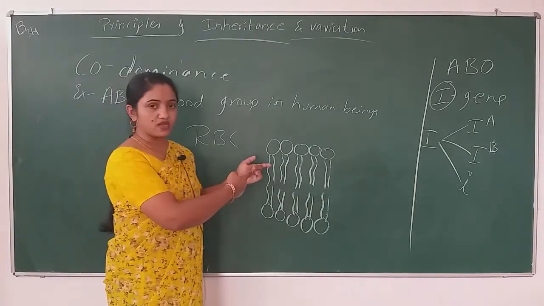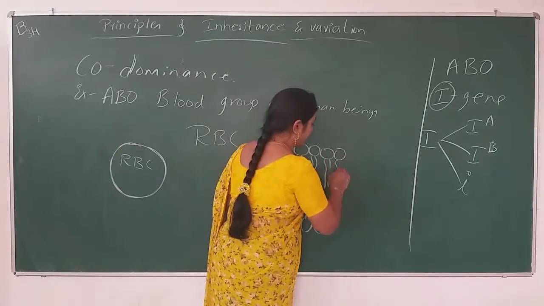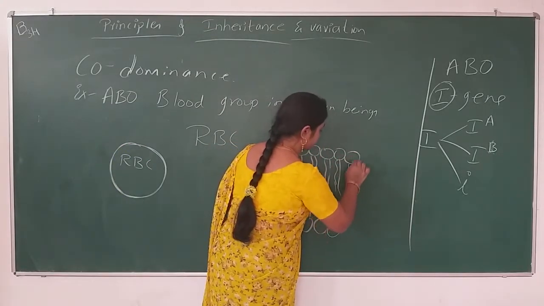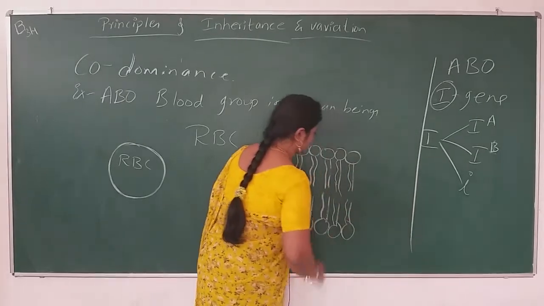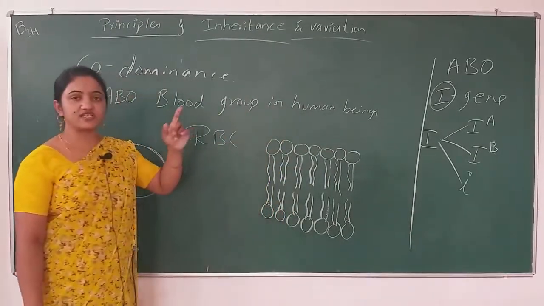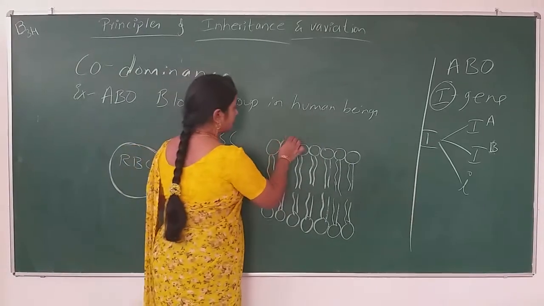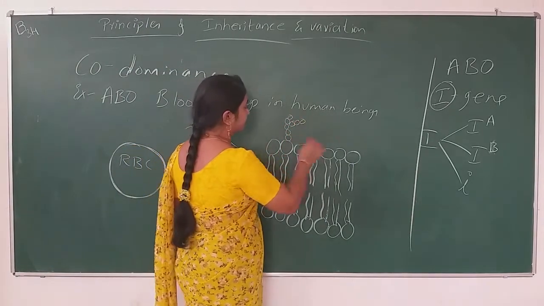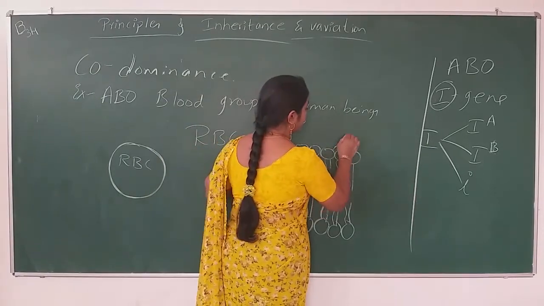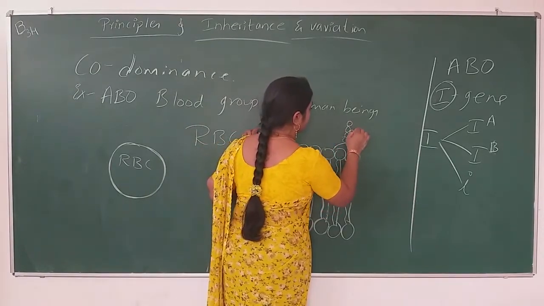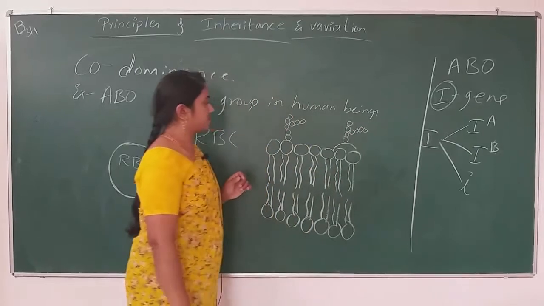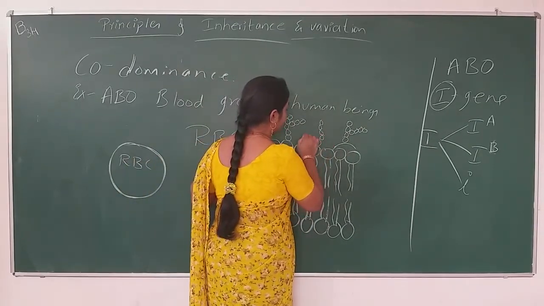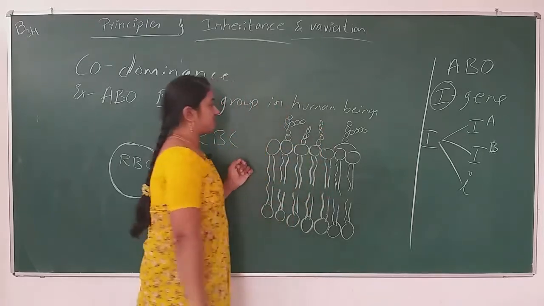Right now I am drawing the structure of the plasma membrane. On the surface of the plasma membrane, carbohydrate chains and glycolipids will be present, as you have studied in class. A number of glycolipids and carbohydrate chains will be present.